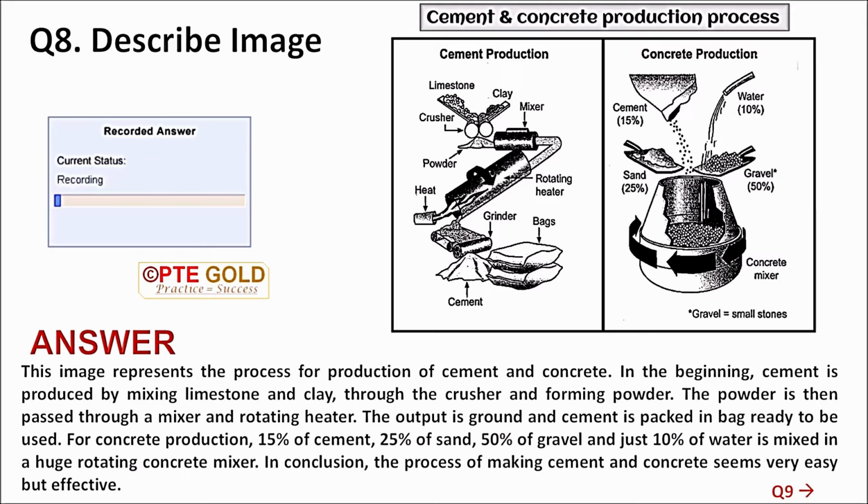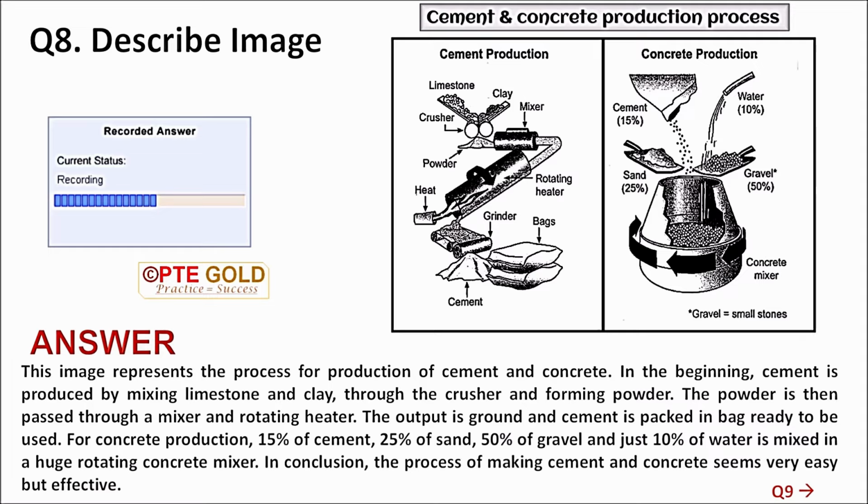This image represents the process for production of cement and concrete. In the beginning, cement is produced by mixing limestone and clay through the crusher and forming powder. The powder is then passed through a mixer and rotating heater. The output is ground and cement is packed in bag ready to be used.